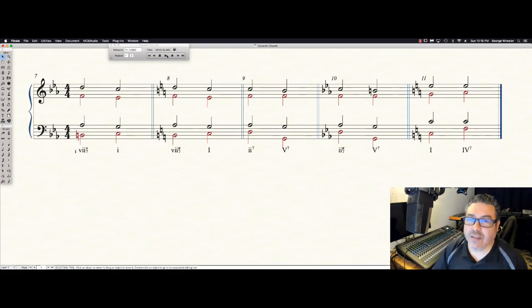Okay, and then our final example, we're going 1 to a 4. But this 4 is a 4-7. Again, it doesn't change anything. It just has a little bit more color to it. Let's listen. Pretty. This concludes our look at 7th chords. I will see you soon.